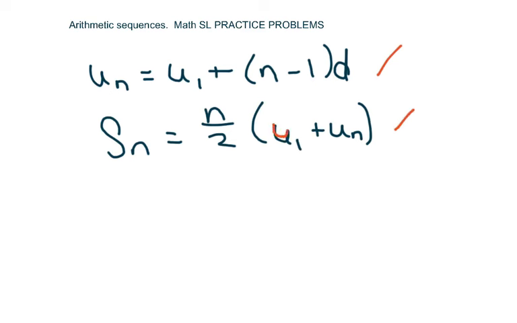Again, this is just a review, and this is a U. In my class we usually use A, so this would be u_n equals u_1 plus n minus 1 times d, and this is your summation formula. And you should know this.